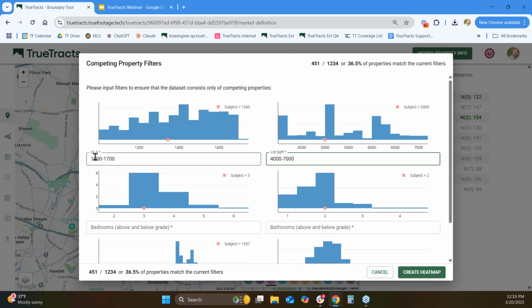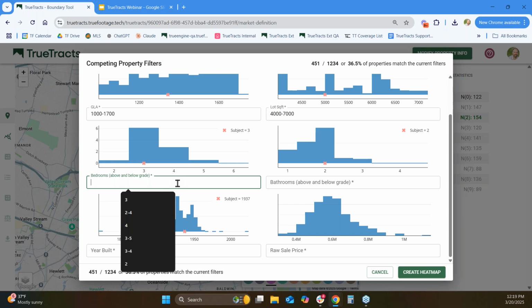Now you'll notice as I apply each of these filters, the histogram changes, and up here this changes. I started with 1,234 properties in my data set over 5 years. I've already filtered down 36% of those, and I only have 451 left. The guidance is that you want at least 100 or more by the time you're done with your filters in order for the model to learn.